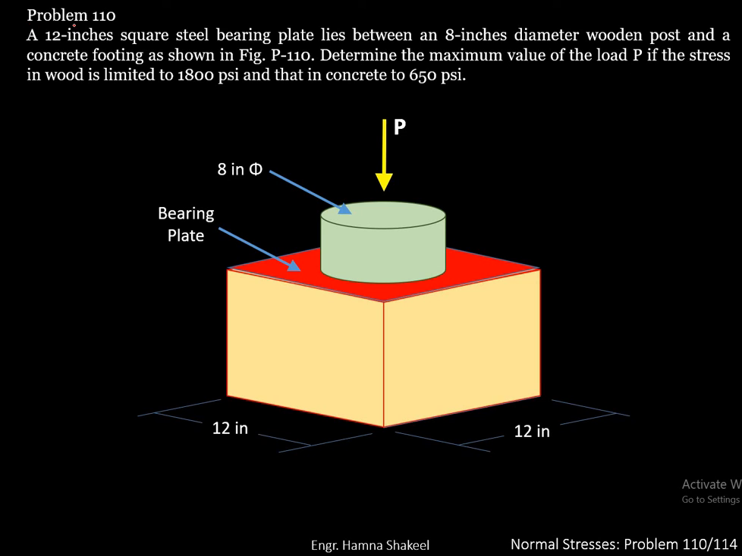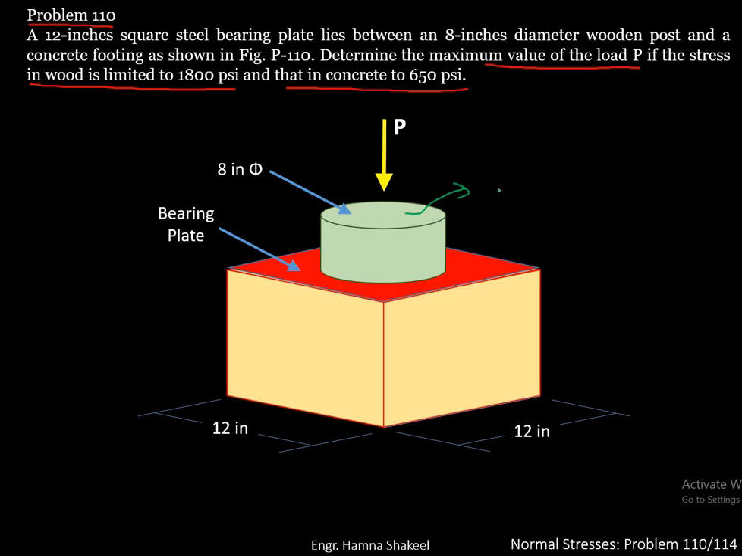In this video I will solve problem number 110 that is related to axial stresses. The problem statement states that a 12 inches square steel bearing plate lies between an 8 inches diameter wooden post and a concrete footing as shown in the figure. Determine the maximum value of the load P if the stress in wood is limited to 1800 psi and that in concrete is limited to 650 psi.